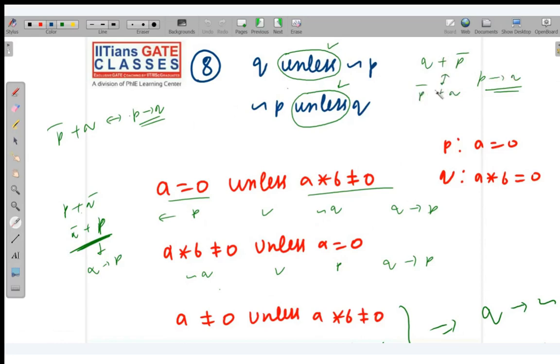From Boolean algebra, I have told you all these things. P implies Q is just like P bar plus Q. So Q unless not P, or not P unless Q, one and the same thing, they will represent P implies Q. So forget about direction here because we will get confused. Whatever is having not, from the one which does not have not, we will go. So here we have not, so from here to here like this. So this is all about unless.